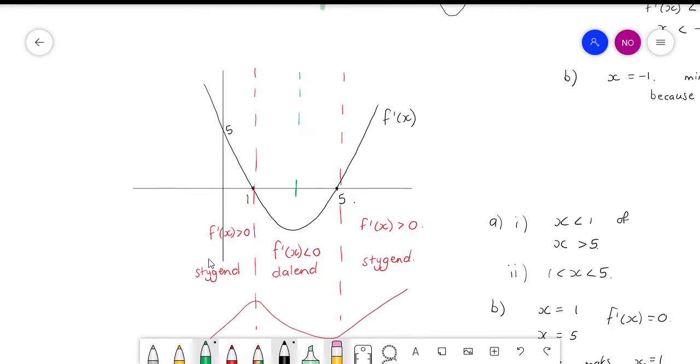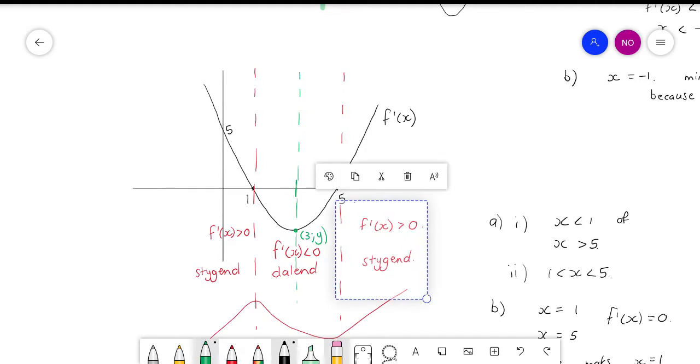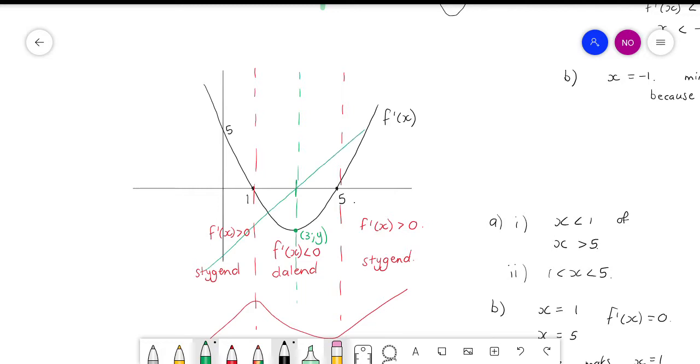So the x value here, I don't know what the y value of the turning point will be, but this will be at 3 and a y value. Want 3 is 'n helfte of halfpad tussen 1 en 5. Meaning that if I draw this parabola, it will look something like this. If I draw this straight line, beteken dit hy gaan so iets lyk en hy gaan daarso die x-as sny by 3. Okay, now this is very important.